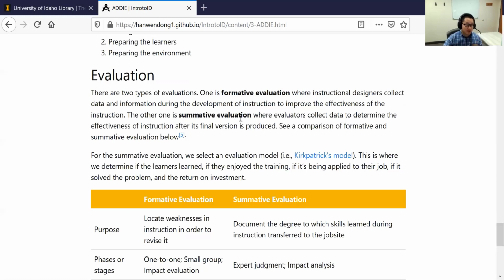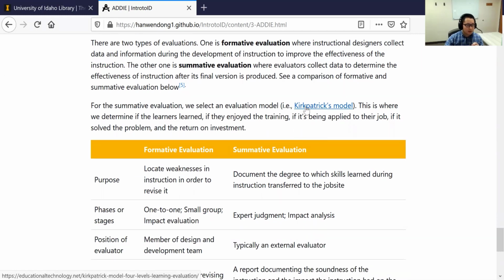There's also the summative evaluation, which is something we do at the very end. We have external evaluators who collect data to determine the overall effectiveness of the instruction. They might use a course evaluation, interviews, questionnaires, observations, or performance evaluations. Those are the different types of evaluation that they'll be doing.